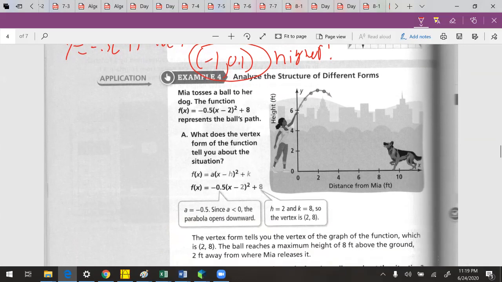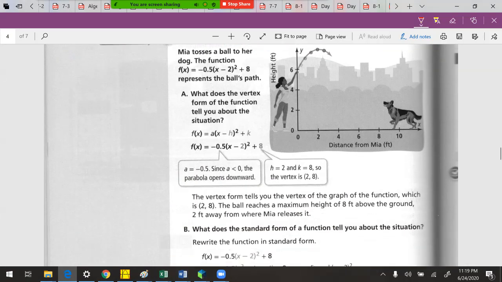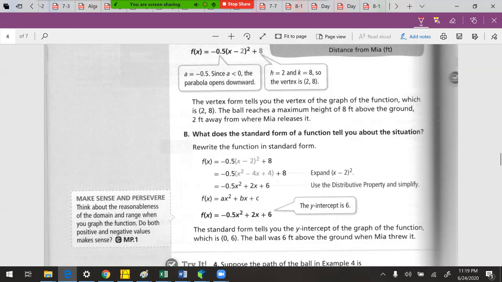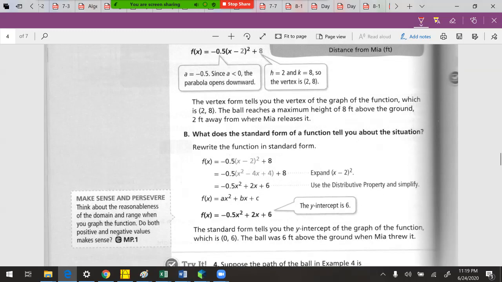Last example. Mia tosses a ball to her dog. The function is given to you here. What does the vertex form of the function tell you? Well, it tells you the height of the ball, the highest part of the ball at X amount of time. And notice how when X is 2, that's when it reaches the peak. And the peak looks like it's going to be 8. What does the standard form of a function tell you about the situation? Well, it tells you where it starts. Notice how the ball started 6 feet high from the ground, once we expanded it from here to here.